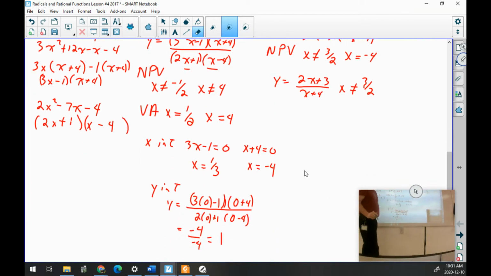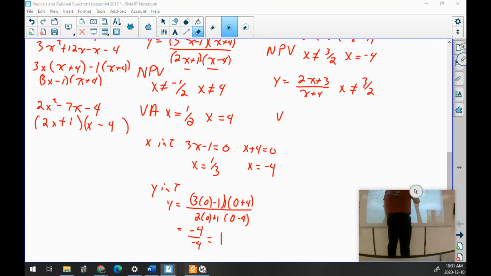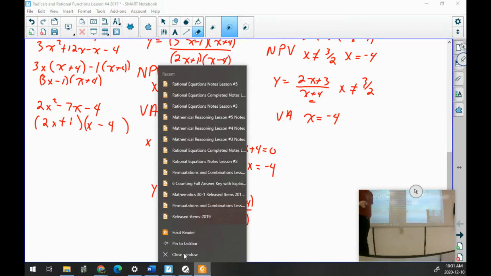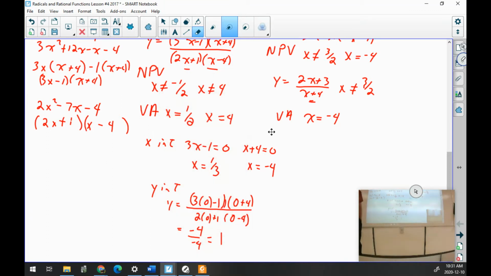We have a vertical asymptote at x is equal to negative 4. That's what's still left in the reduced form. And then my point of discontinuity is going to occur where x is equal to 3 halves.